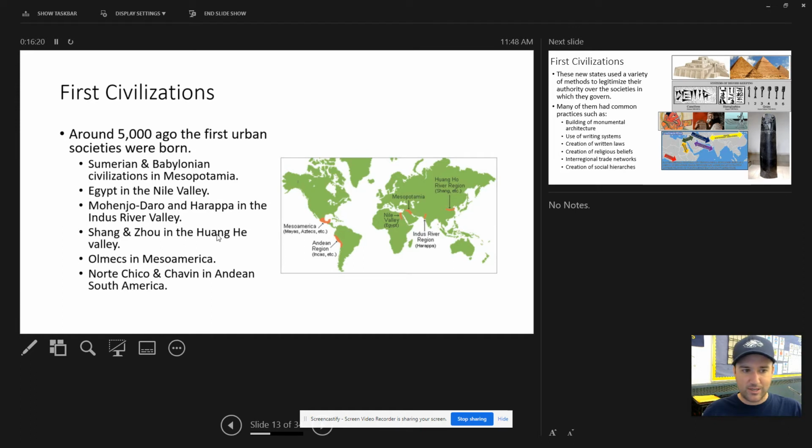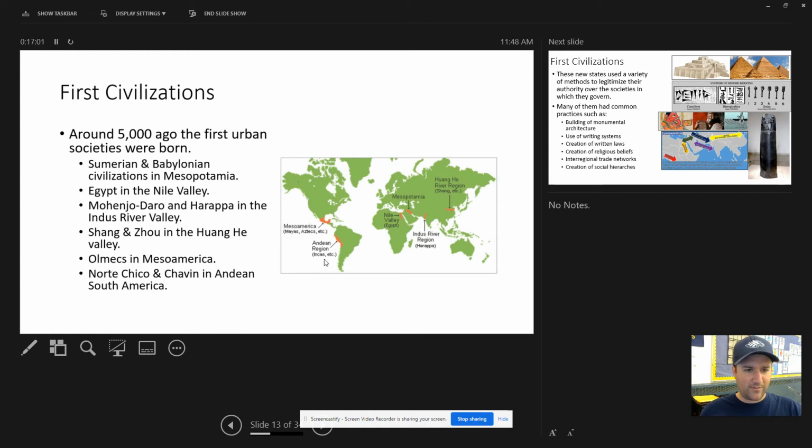The Shang and Zhou dynasties along the Yellow River Valley civilization right here. Some of the early ones of these dynasties, basically families that ruled for a good long period of time. The Olmecs in Mesoamerica, which were one of the earliest civilizations in Mesoamerica, a lot of mystery behind the Olmecs. They did leave archaeological evidence behind, including these giant stone heads that were carved from stone that are really impressive, but not a lot is known about the Olmecs compared to civilizations that come after them in Mesoamerica.